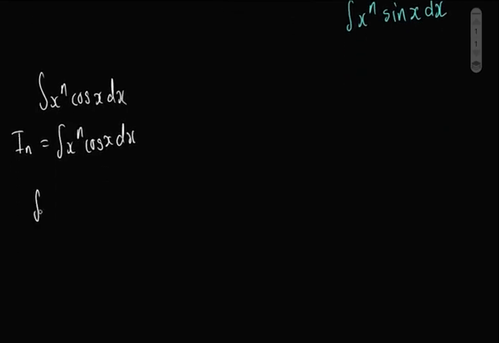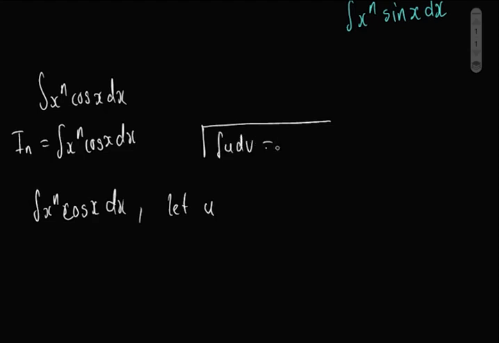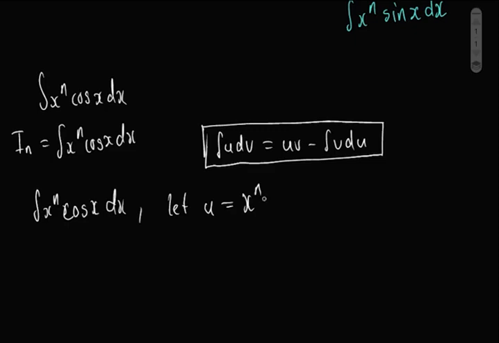So if I were to integrate x to the n cos x with respect to x, remember the integration by parts formula: the integral of u dv is equal to uv minus the integral of v du. So here I would say let u be equal to, of course, the algebraic term, x to the n. We said u is always the algebraic term unless it meets the logarithmic. So here that means my du/dx would be equal to n x to the n minus 1, and my du is equal to n x to the n minus 1 dx.